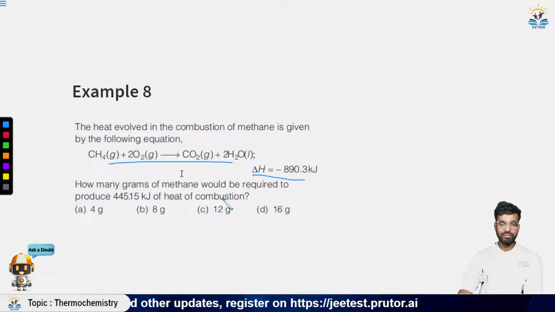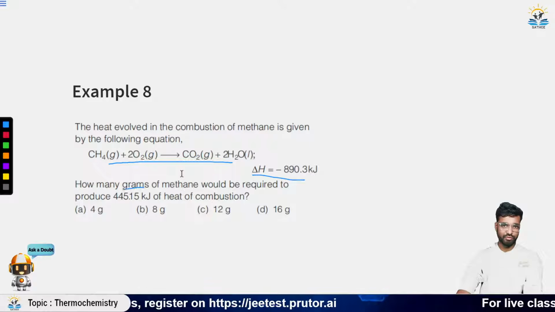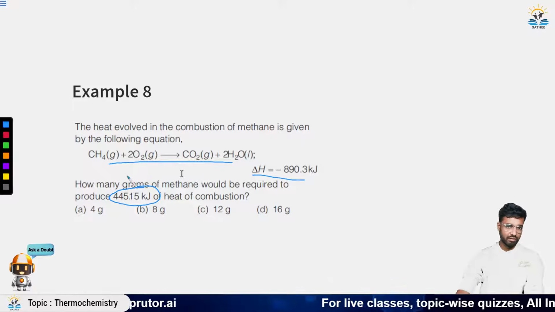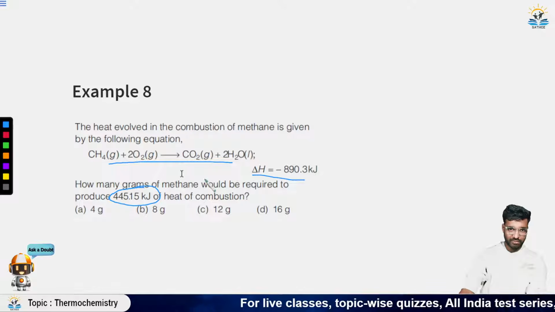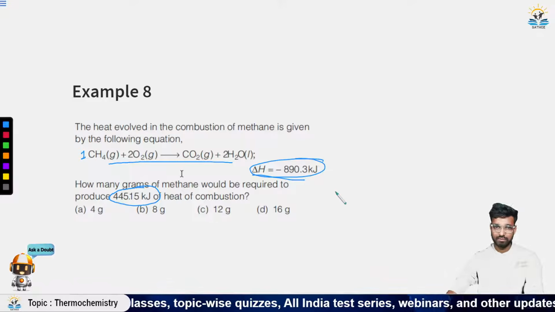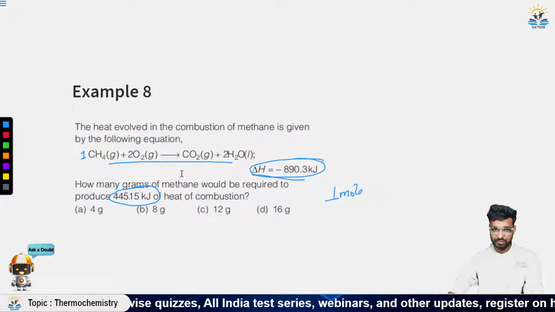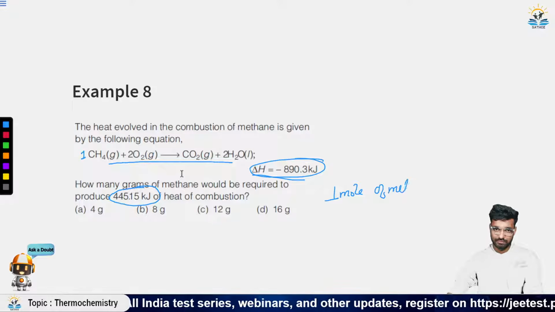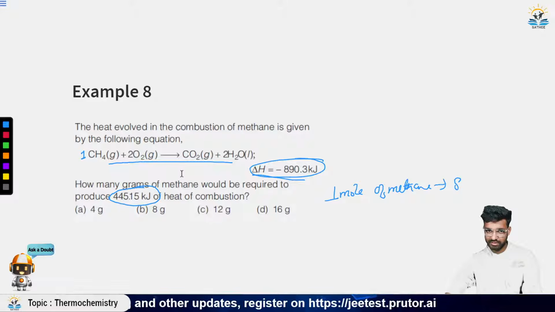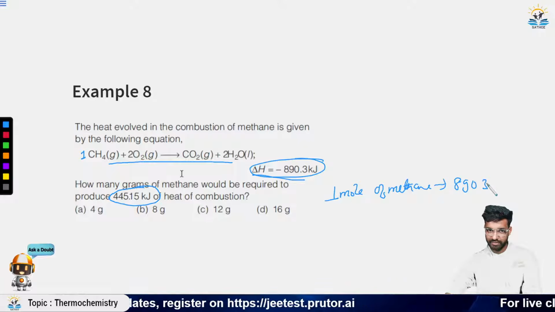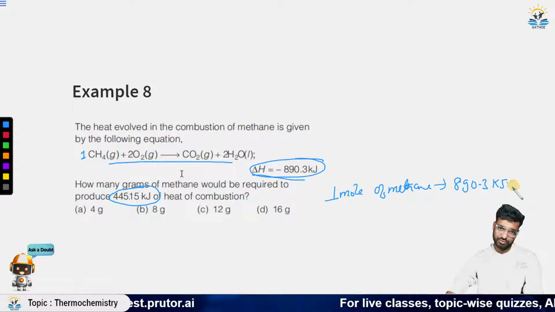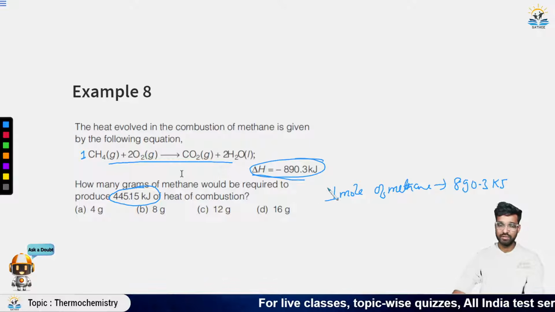So how many grams of methane would be required to produce 4451.5 kilojoule of energy? So this equation is for how much? For 1 mole of methane it is given. So for 1 mole of methane, we know that the heat of combustion is 890.3 kilojoule per mole. So 1 mole it is, of course, it is obvious.